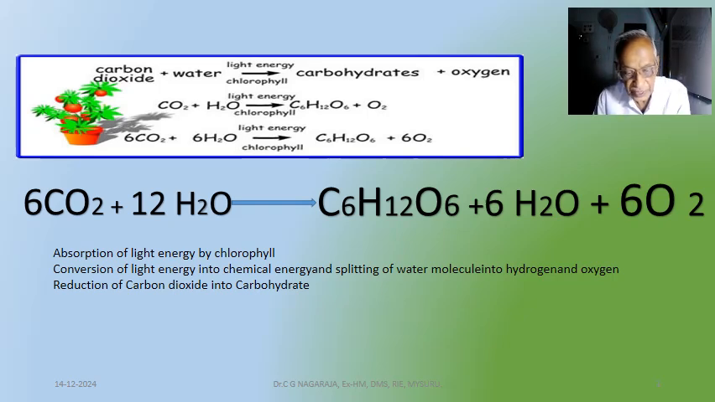in the equation here, 6CO2 plus 12H2O, that is water. When they combine, the arrow indicates the chemical reaction that happens inside the chlorophyll. It is converted into C6H12O6, that is glucose, and then into starch. In this process, water also is given out and oxygen is also given out. Oxygen comes out of the plant to the atmosphere.